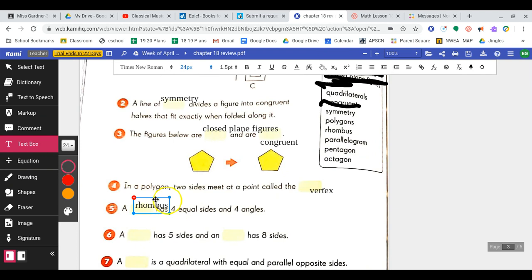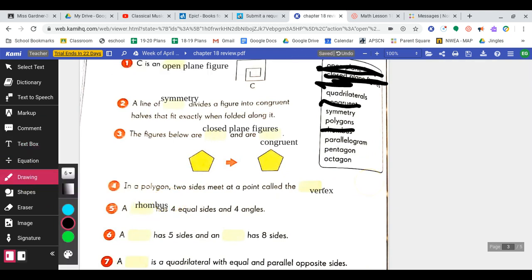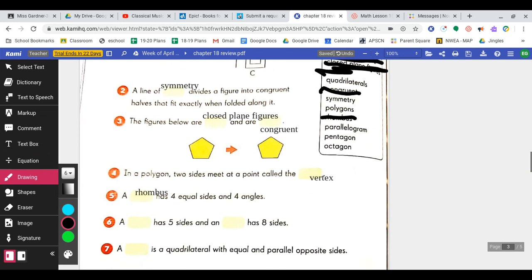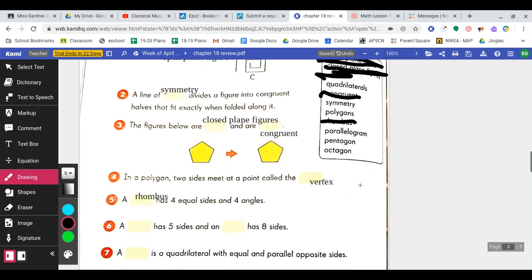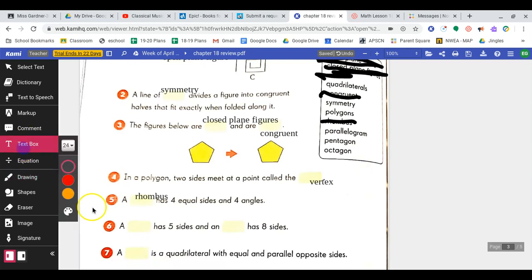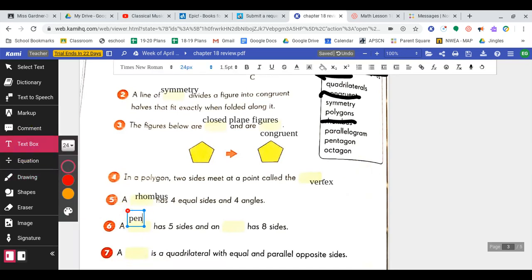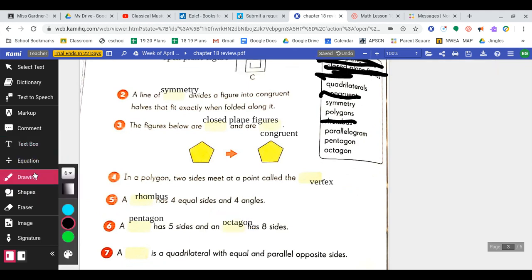Okay. Next, it says a blank has 5 sides and a blank has 8 sides. So which of these polygons listed has 5 sides? A pentagon. And which has 8 sides of these ones? Octagon. Okay, great job if you're able to answer that correctly.